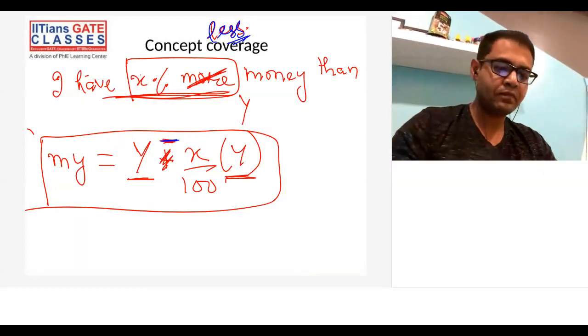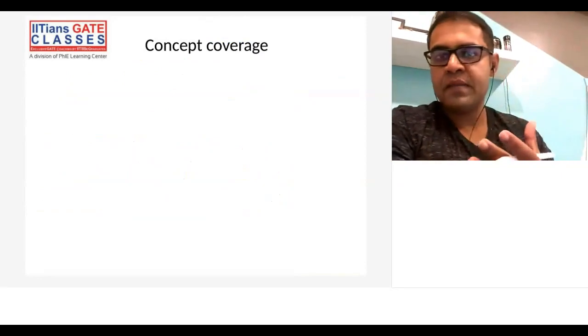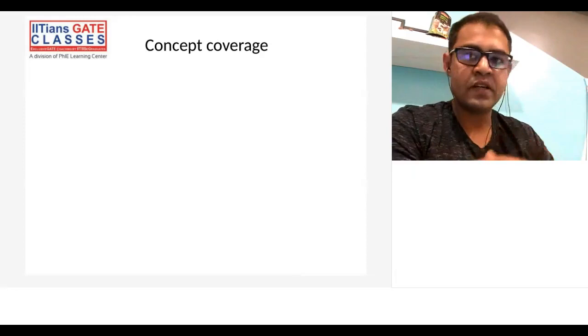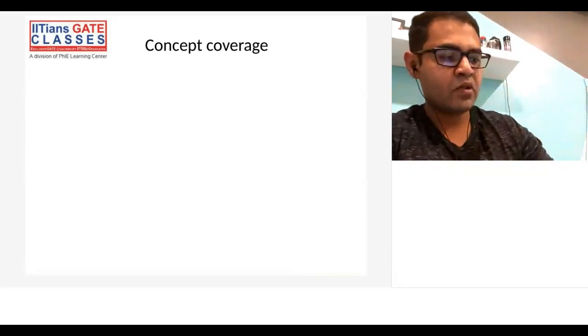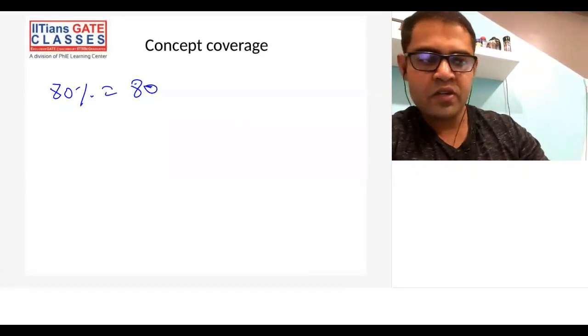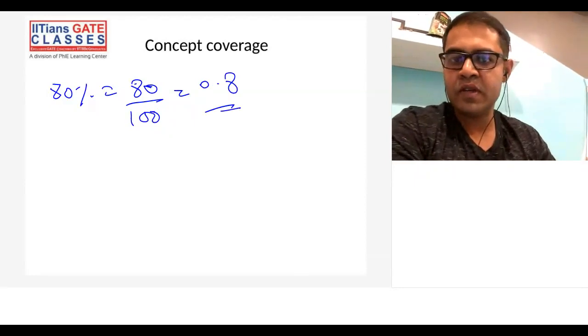The next concept is if you're given some number, how to convert that into a percentage, and if you're given some percentage, how to convert that into a number. Let's say I am given 80%. To convert a percentage into a number, you do 80 divided by 100, and that is 0.8. This is how you convert a percentage into a number.